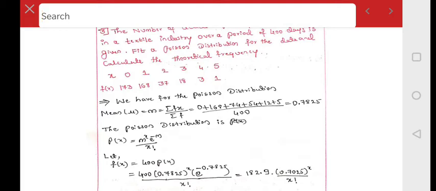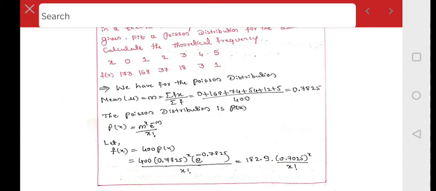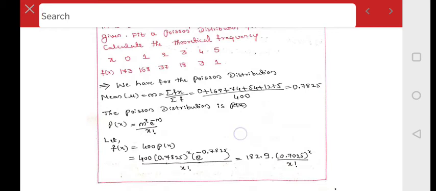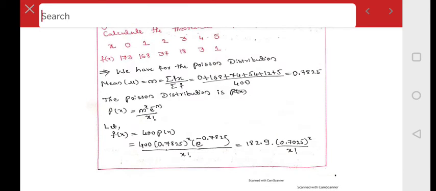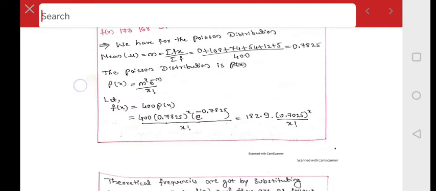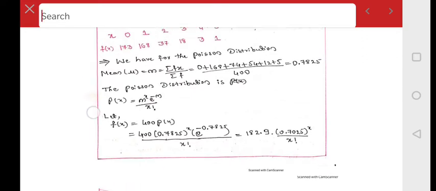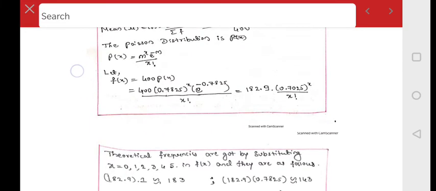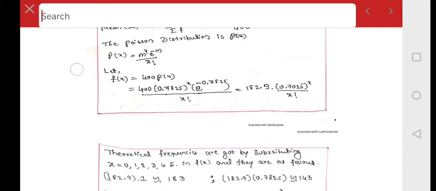Now the Poisson distribution is p of x is equal to m raised to x into e raised to minus m upon x factorial. Let f of x be equal to 400 into p of x. So it is 400 into 0.7825 raised to x into e raised to minus 0.7825 upon x factorial, which comes to around 182.9 into 0.7825 raised to x upon x factorial.